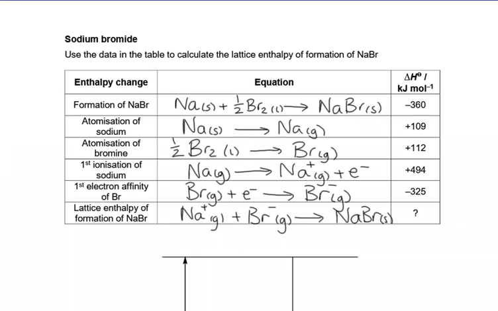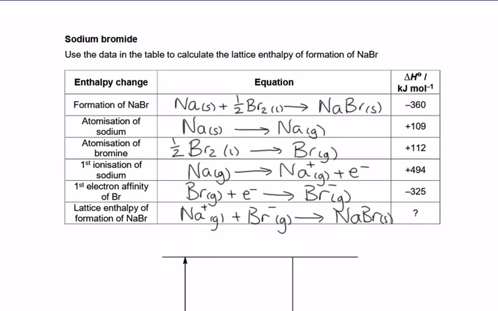First ionization energy, when 1 mole of electrons is removed from 1 mole of gaseous atoms. So I've removed 1 mole of electrons from Na gas to make Na+ gas. Electron affinity, when 1 mole of gaseous 1 minus ions is formed from 1 mole of gaseous atoms. So 1 mole of Br gas plus electrons makes 1 mole of Br- gas.